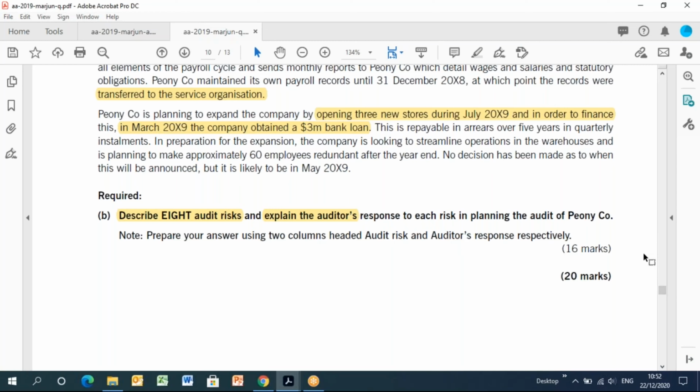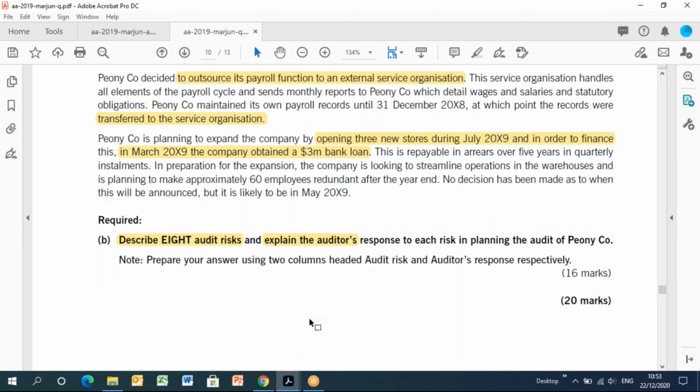Hi everyone, today's topic is audit risks, and I have chosen the March-June 2019 question, and it asks for 8 audit risks and to explain the auditor response. So if we divide 16 by 2, describe and explain is required for 8 audit risks. And always remember, in describe, you should identify and also explain why it is a risk.